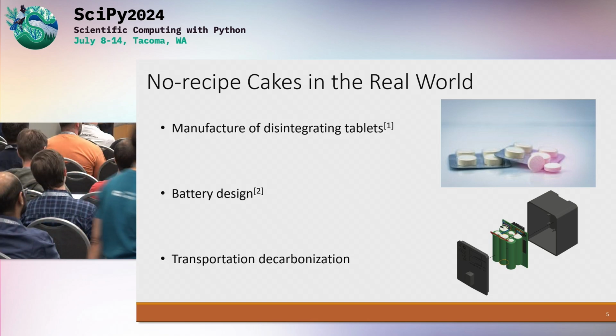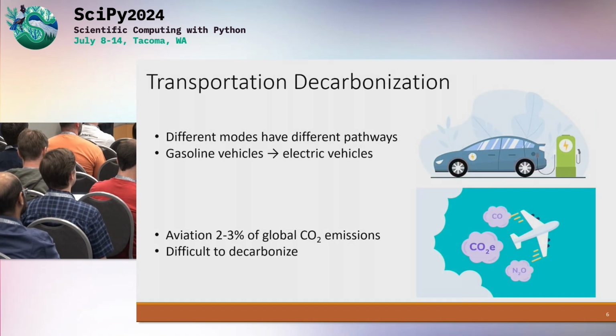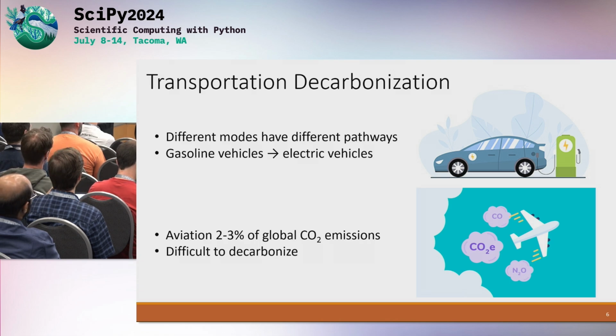transportation decarbonization. So different modes of transportation are going to have different decarbonization pathways. For example, gasoline vehicles are often decarbonized by converting them to electric vehicles. We specifically focus on aviation. This sector accounts for 2 to 3% of global carbon dioxide emissions, and it's very difficult to decarbonize.